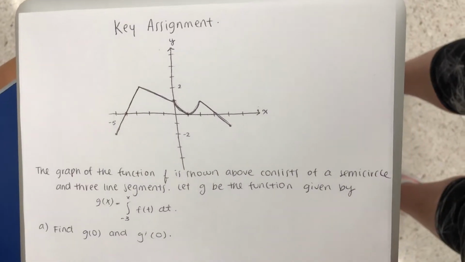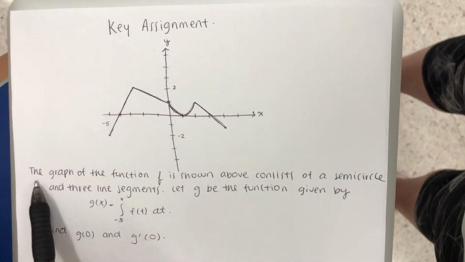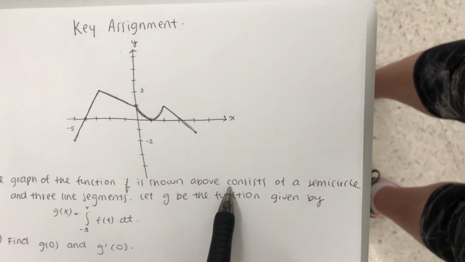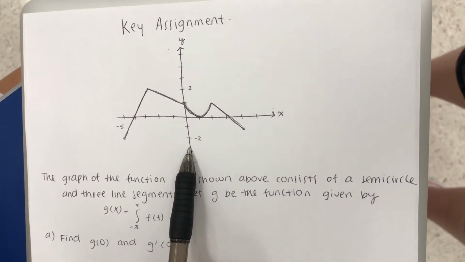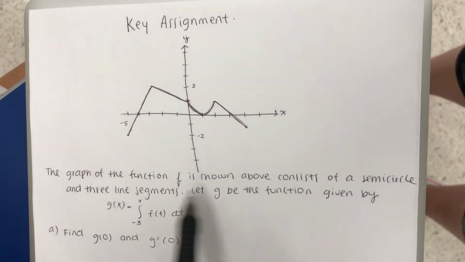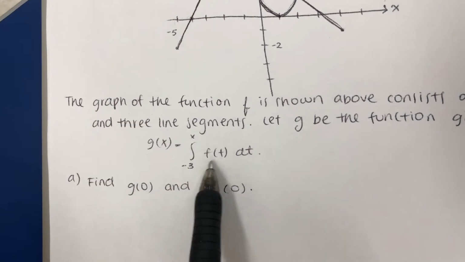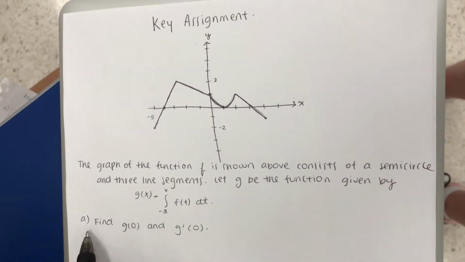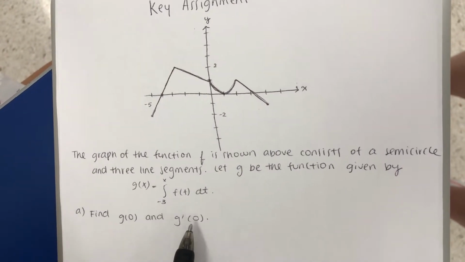So today we will be doing the key assignments. We were assigned this problem that says the graph of the function f shown above consists of a semicircle and 3 line segments. This is the graph and this is the semicircle and the 3 line segments. Let g be the function given by g of x equals the integral from -3 to x of f of t dt. The first question we have to solve is find g of 0 and the first derivative of g of 0.